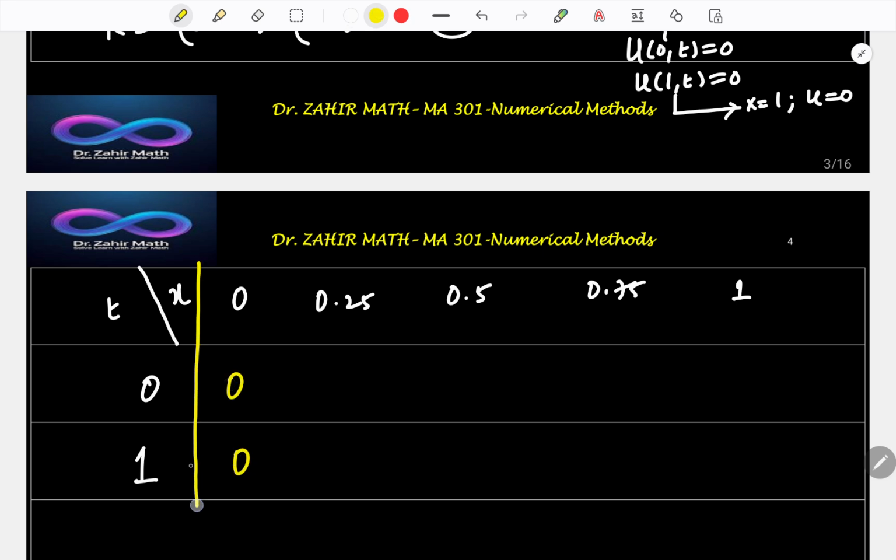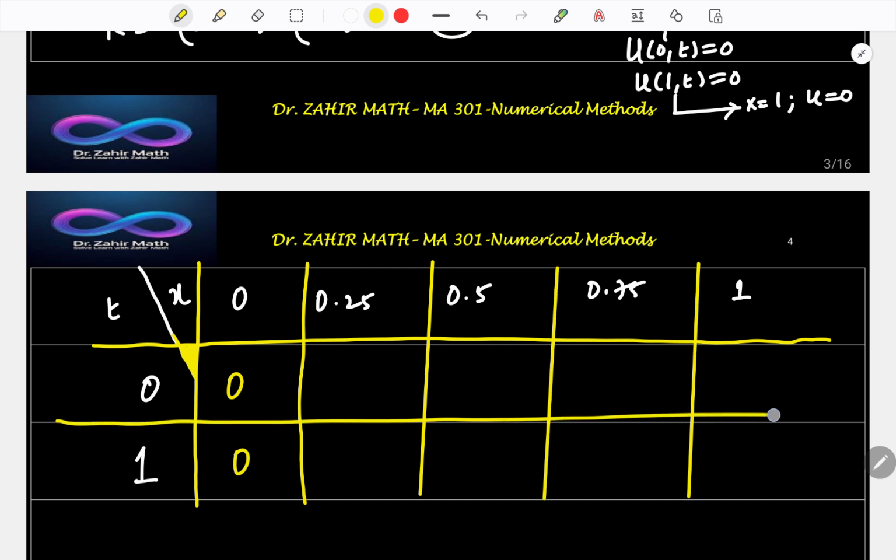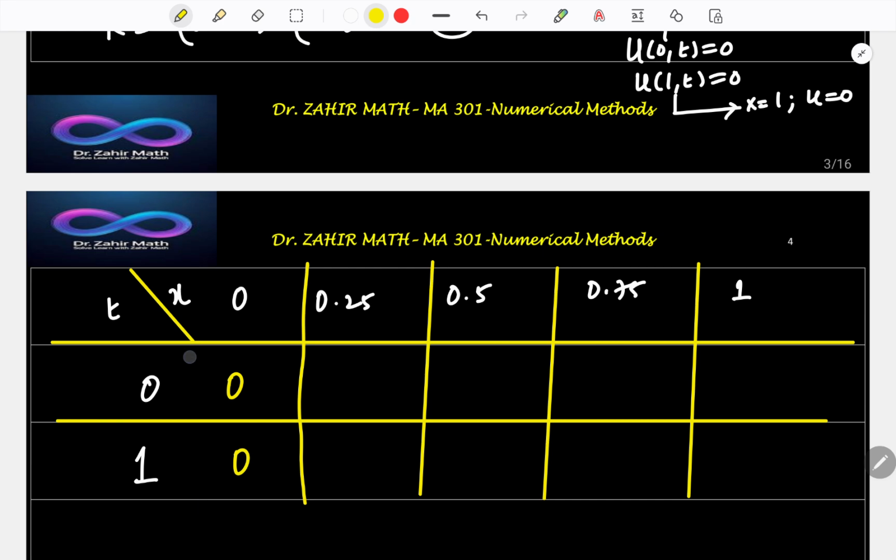Let me put the table also so that it will be easy for you. And this one also. So don't think that there is a gap here, nothing wrong. So this is your 0.25, 0.5 and 0.75. Let me erase this one, and this also I can put like this. This also I'll make a straight line.